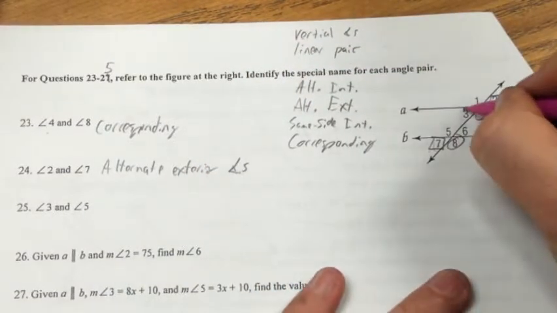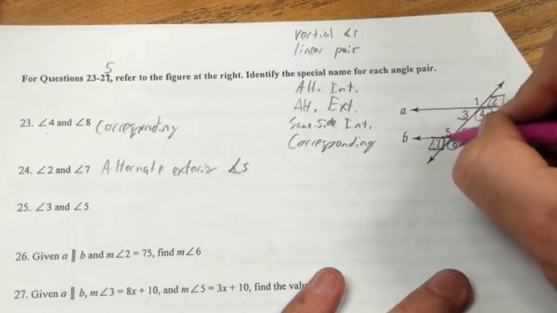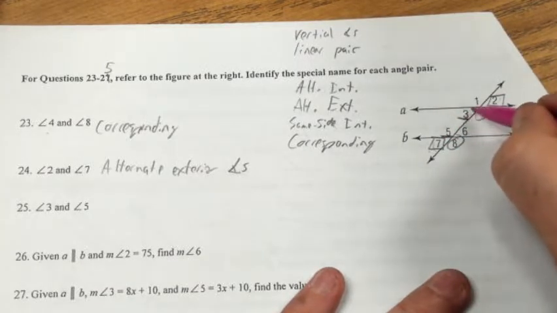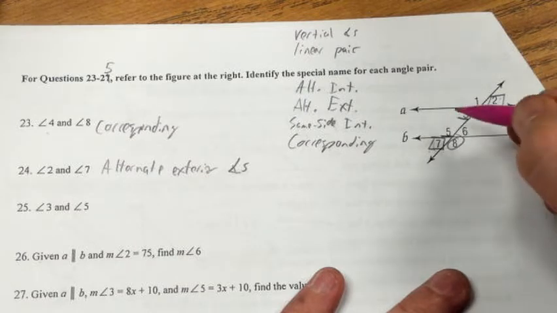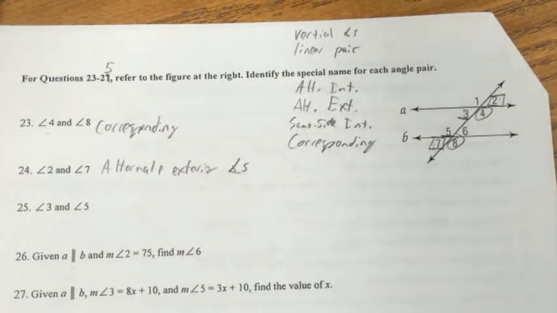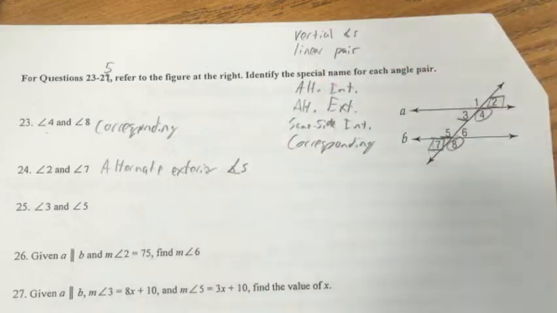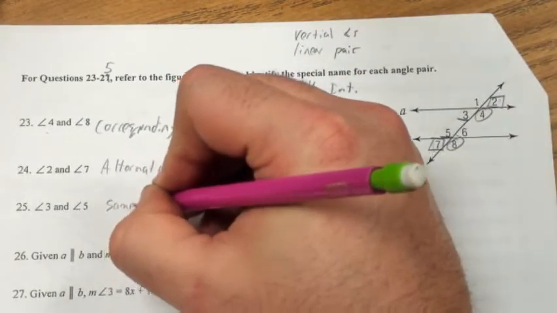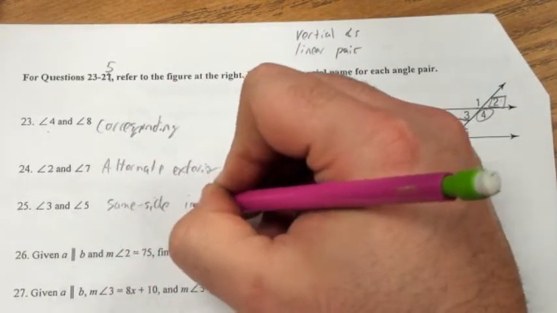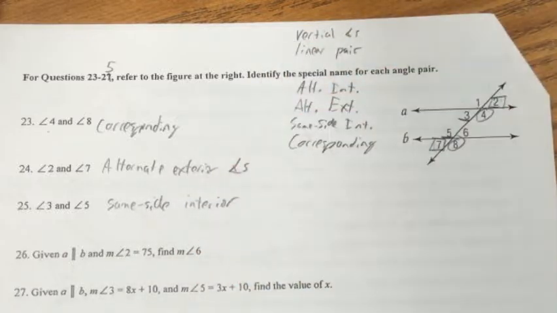Now 3 and 5, let's underline those. Those are both inside and they're on the same side of the transversal, so they're both on the left, which means that those are going to be same side interior angles.